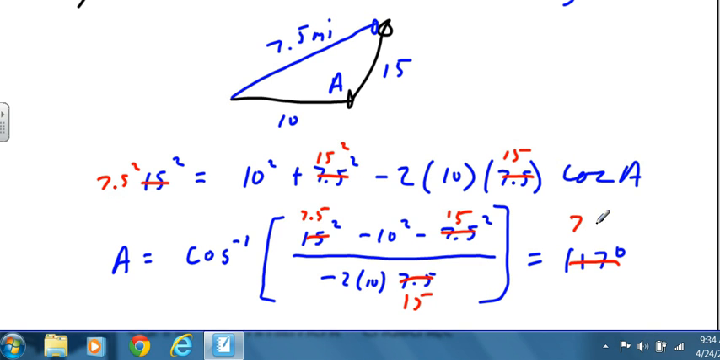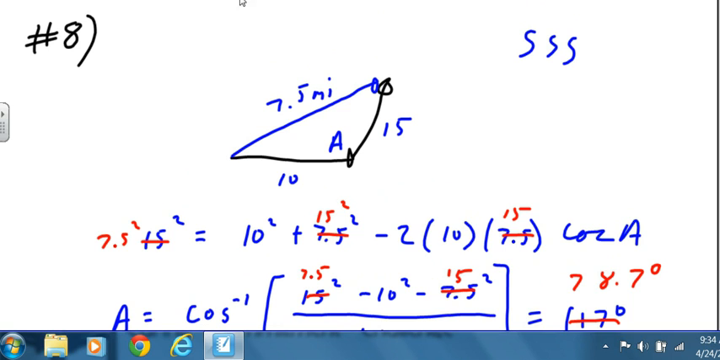So now I got 78.7 degrees, and well, I have 3 significant digits, so I can have 3 significant digits in my angle. Anyway, almost got that one wrong. Number 8. Number 15. Oh, turn the page too quick.